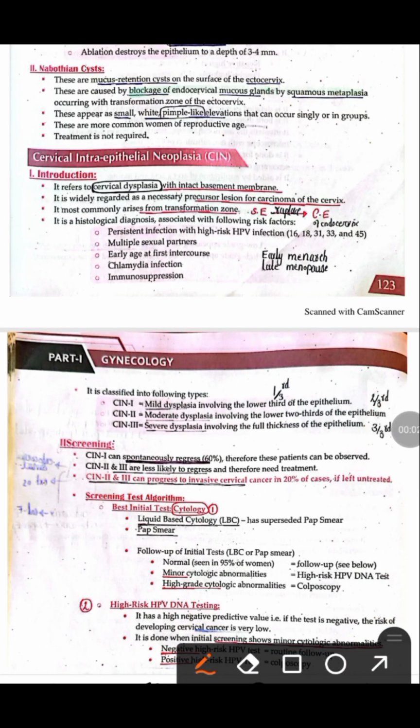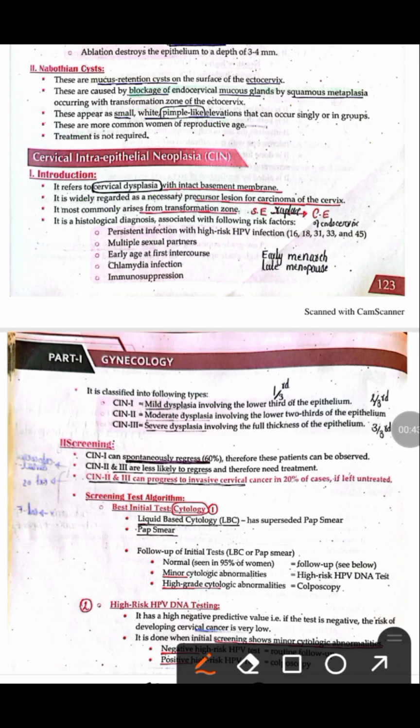Next is the cervical intraepithelial neoplasia. Neoplasia means the abnormal growth of cells that involves only the epithelium of the cervix, and the basement membrane is intact. So CIN is defined as cervical dysplasia with intact basement membrane, and it is regarded as a precursor lesion for carcinoma of the cervix. And CIN will commonly involve the transformation zone of the cervix, and CIN is a histological diagnosis, and it is associated with the following risk factors.